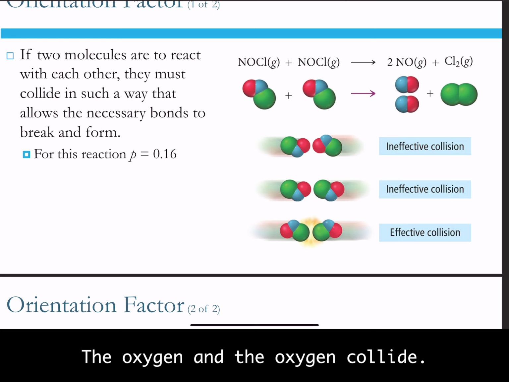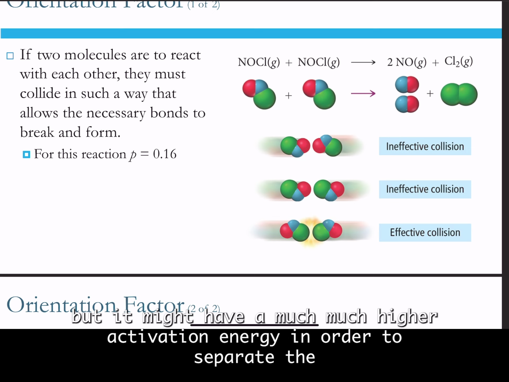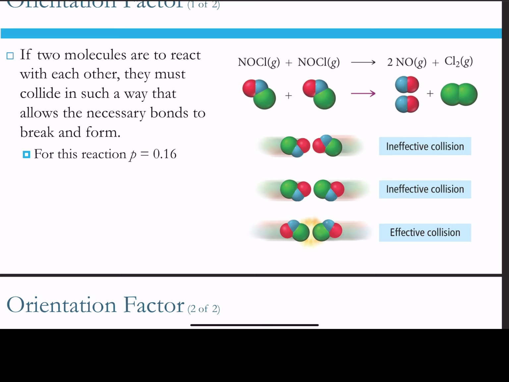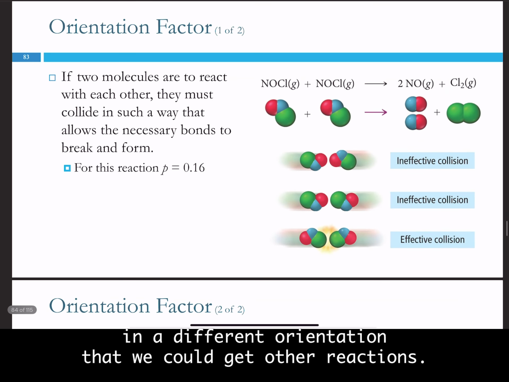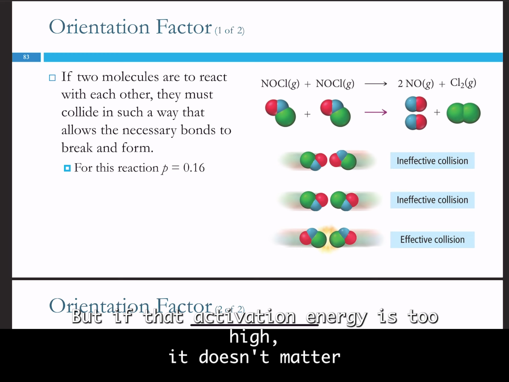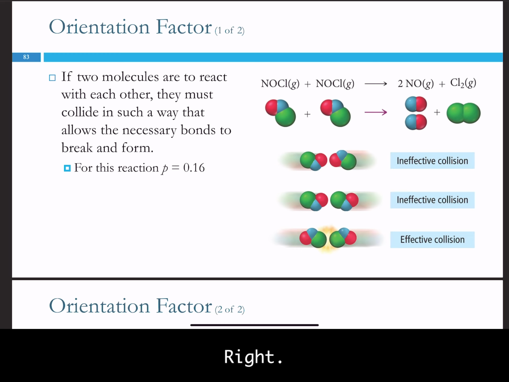Like the oxygen and the oxygen collide, they don't make O2. Not necessarily. That might be a possible reaction, but it might have a much, much higher activation energy, because it's harder to separate nitrogen from oxygen. It's not important for this. Yeah, it's possible that if they collide in a different orientation we could get other reactions, but if that activation energy is too high, it doesn't matter how good the orientation factor is. Or if they collide at all, right?